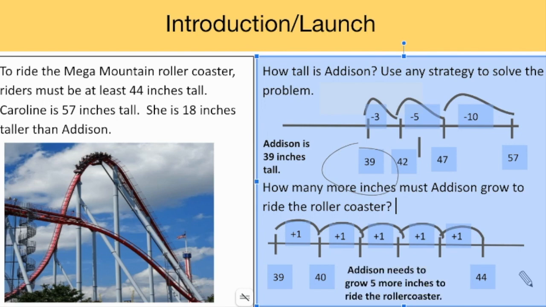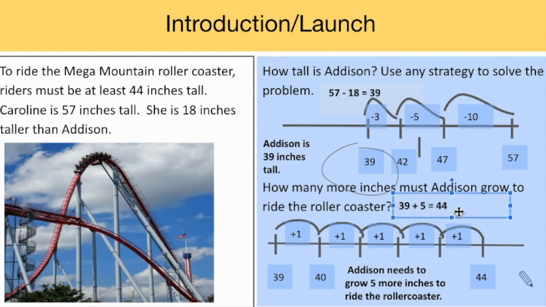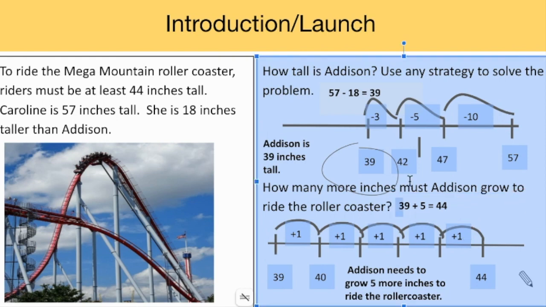So I wrote my answer in a sentence. Addison needs to grow 5 more inches to ride the roller coaster. And I plugged in the equations for what we did. As you can see here, 57 minus 18 equals 39. That was the equation for the first question. And for the second question, 39 plus 5 equals 44.